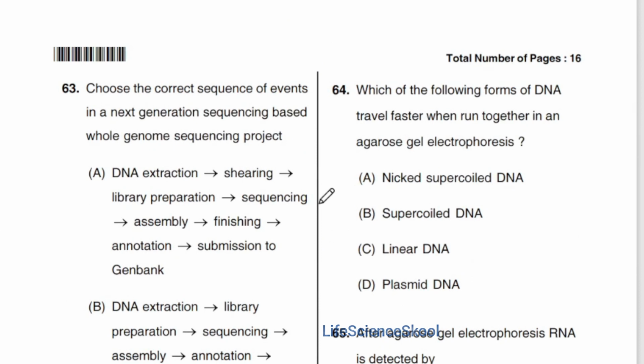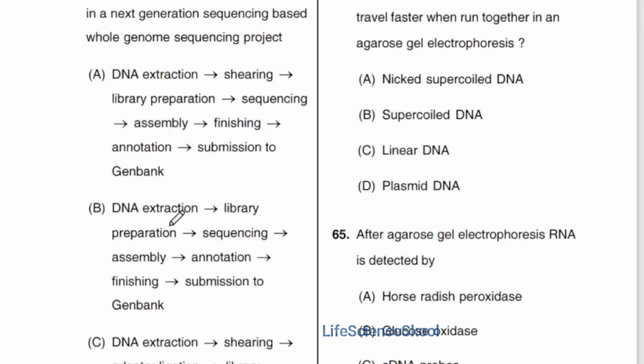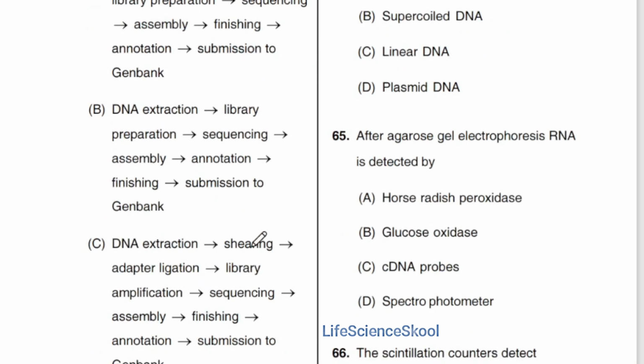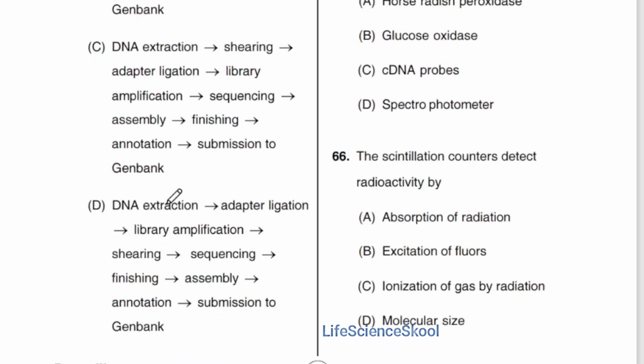Choose the correct sequence of events in a next generation sequencing based whole genome sequencing project. Option A, DNA extraction, shearing, library preparation, sequencing, assembly, finishing, annotation, submission to GenBank. Option B, DNA extraction, library preparation, sequencing, assembly, annotation, finishing, submission to GenBank. Option C, DNA extraction, shearing, adapter ligation, library amplification, sequencing, assembly, finishing, annotation, submission to GenBank. Option D, DNA extraction, adapter ligation, library amplification, shearing, sequencing, finishing, assembly, annotation, submission to GenBank.